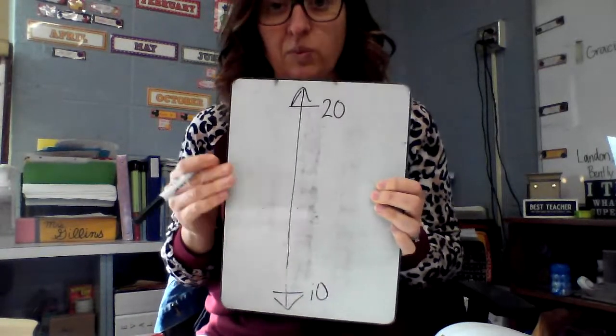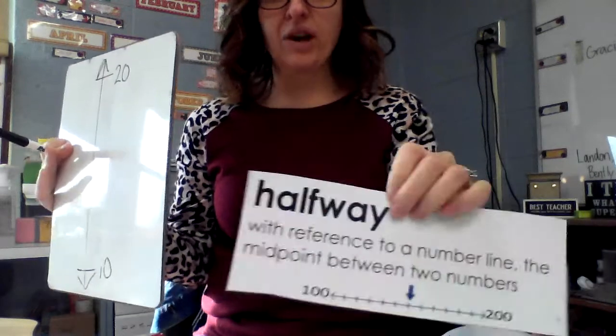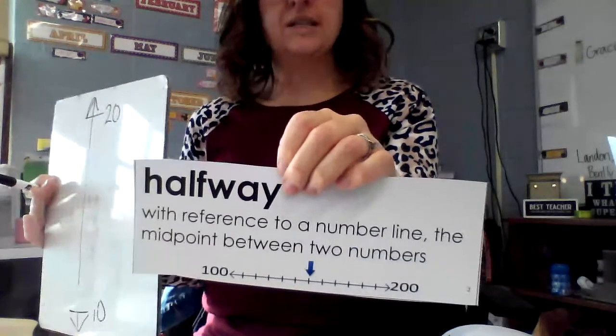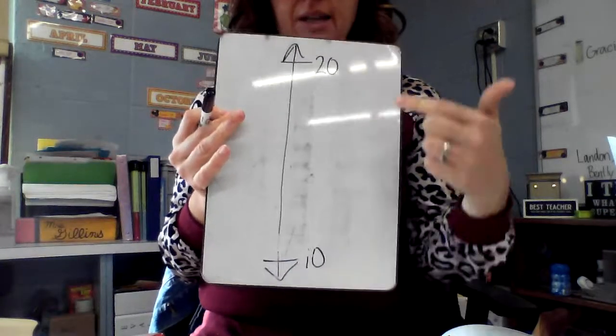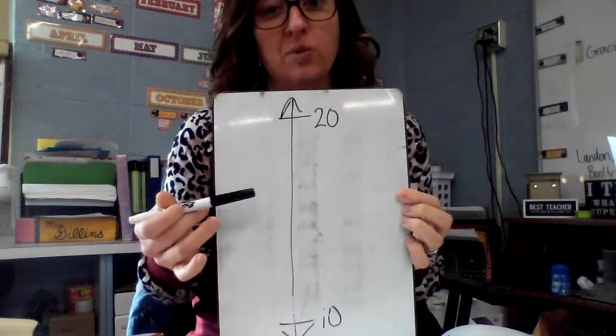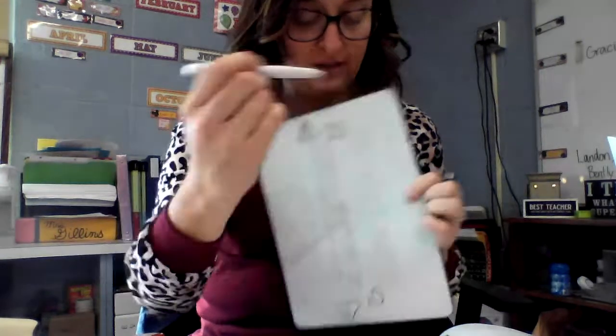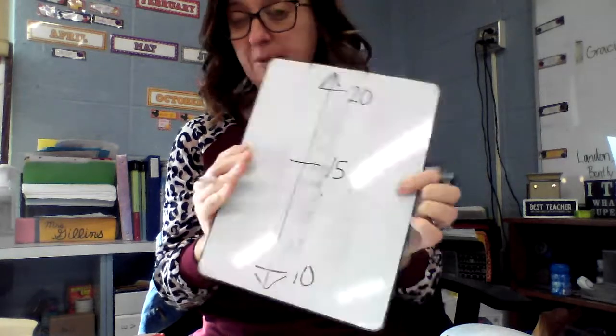My question is, we need to start to talk a little bit about halfway, okay? Halfway just means what is the midpoint between two numbers, okay? So if we talk about the numbers 10 and 20, halfway or the midpoint between these two numbers would be 15, okay? So I'm going to put that halfway in the middle, and I'm going to write 15.